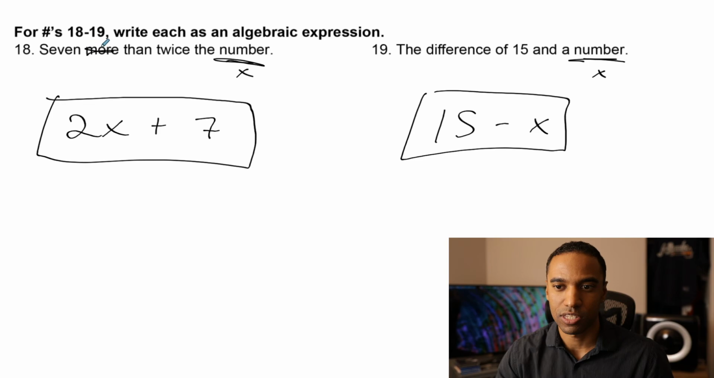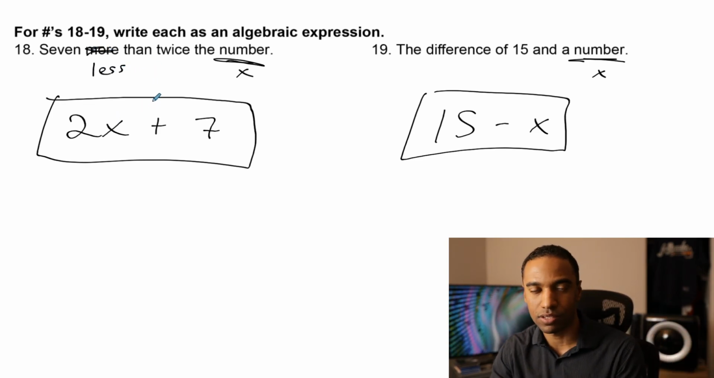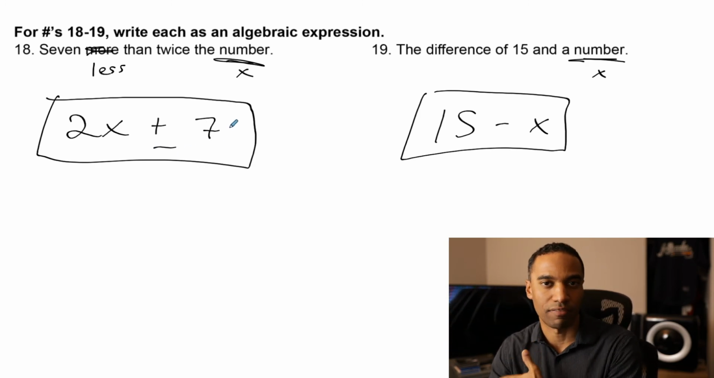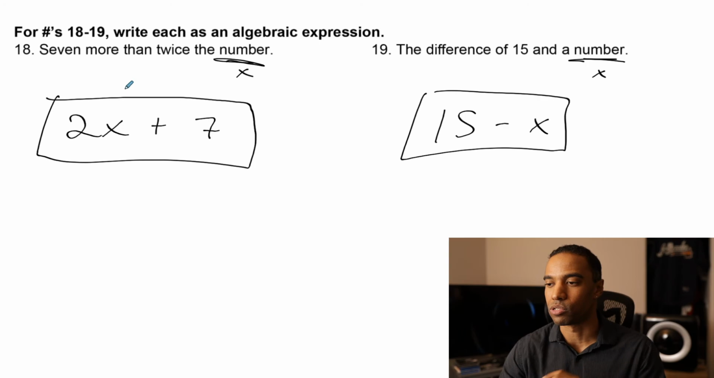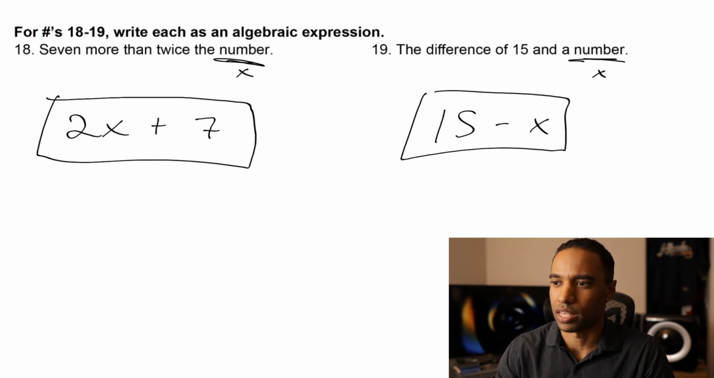They could have made these problems a lot harder. If they said 7 less, a lot of people have trouble with this because they do 7 minus. You actually have to do minus 7, because 7 less means you subtract 7 away. That's one of those things. They could have made these harder. Looks like they decided not to.